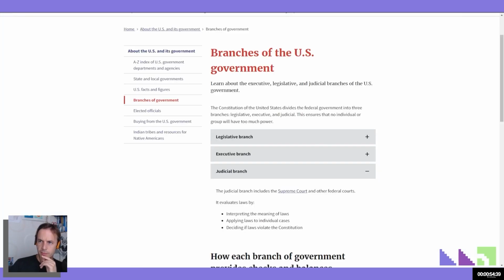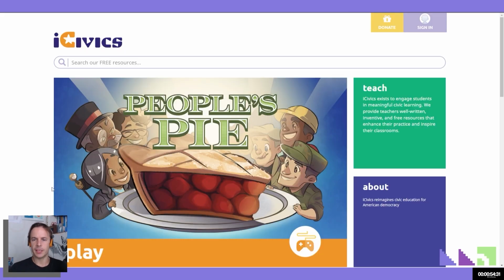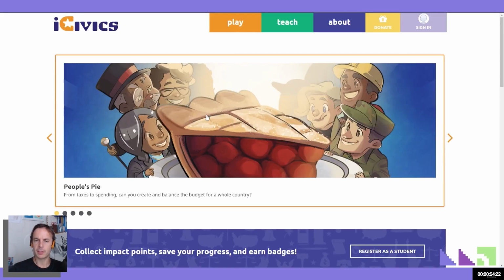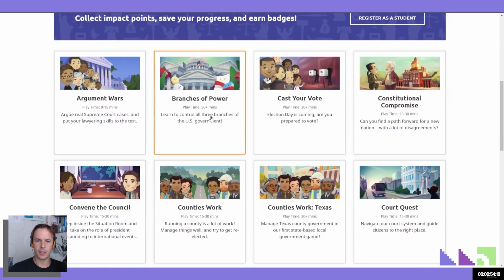Now I know that there's a really good game for teaching civics called iCivics. This could be the easy choice, but I think Chris might be using something like this as well. Let's see what kind of games they've got here. People's Pie, from taxes to spending. Okay, so that's economy. Argument Wars, real Supreme Court cases. Okay, so there's a Supreme Court case there. Branches of power.